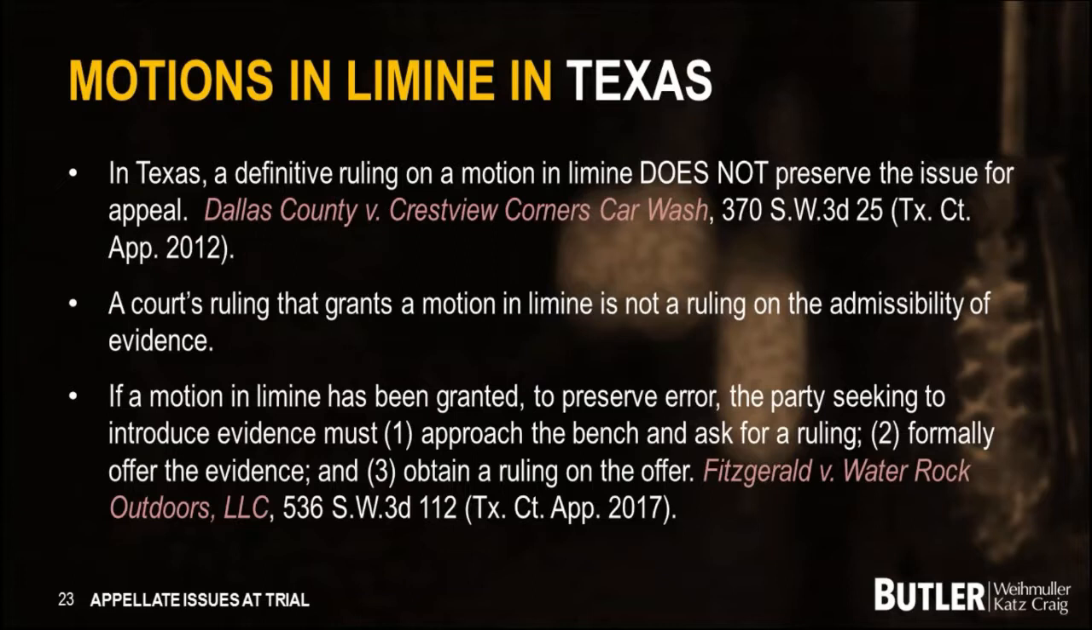But in Texas, they basically consider this a preliminary ruling, and it's just not a ruling on the admissibility of evidence. So if a motion in limine has been granted, to preserve the error, the party seeking to introduce evidence must approach the bench, ask for a ruling, formally offer the evidence, and obtain a ruling on the offer. So proffer the evidence, just like we discussed a little bit earlier. That's what you have to do in Texas, regardless of a ruling on a motion in limine. Very important distinction.